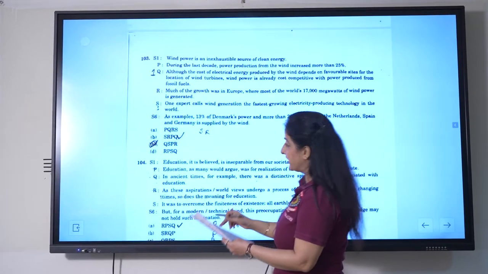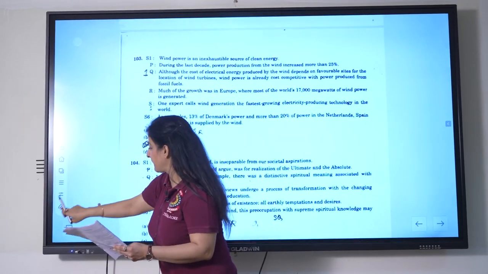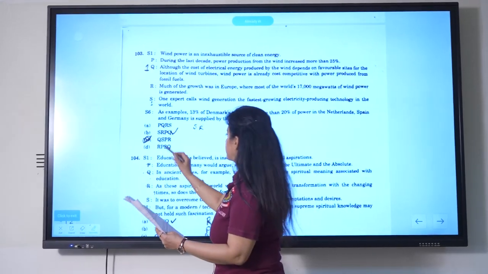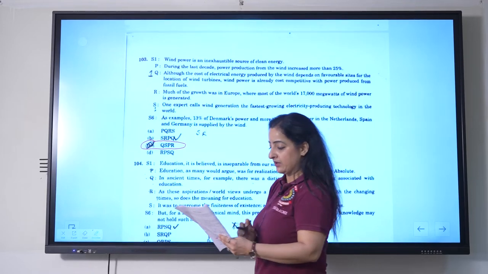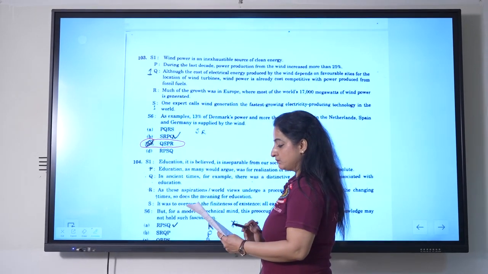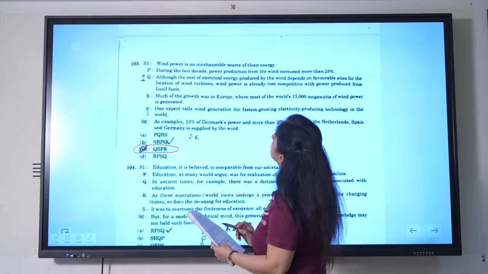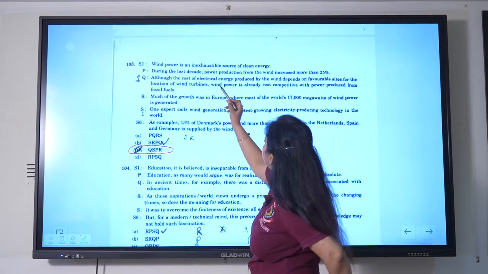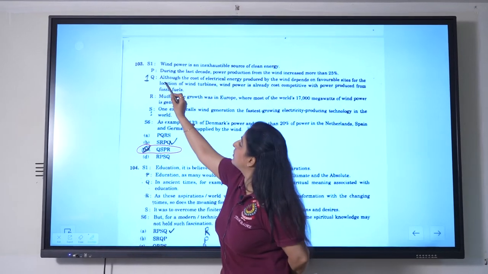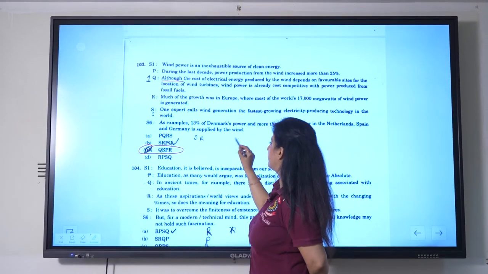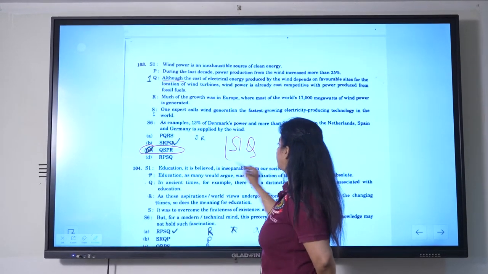Question 103. The correct answer is Charlie, QSPR. S1 says wind power is an inexhaustible source, और ये इसको contradict करता है. Therefore, S1 और Q का pair बनता है.